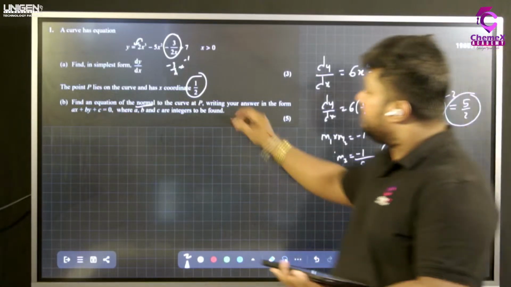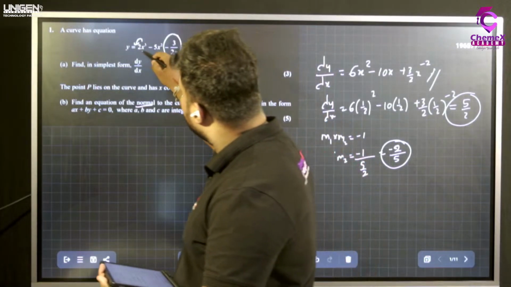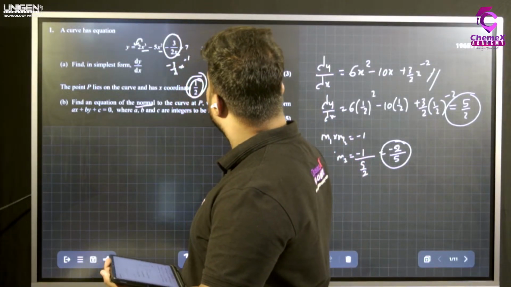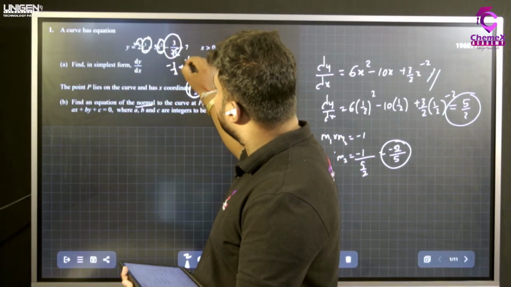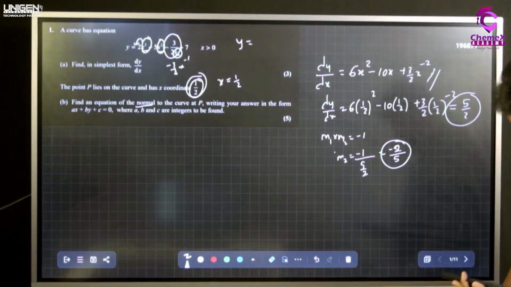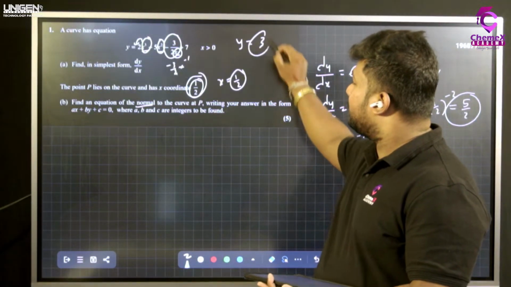Since you know the x value, how can you find y? Since x is half, what is y? You substitute in the main equation. So you substitute half here, and half here. What do you get for y? y becomes 3. So this is the coordinate to use for your formula now.